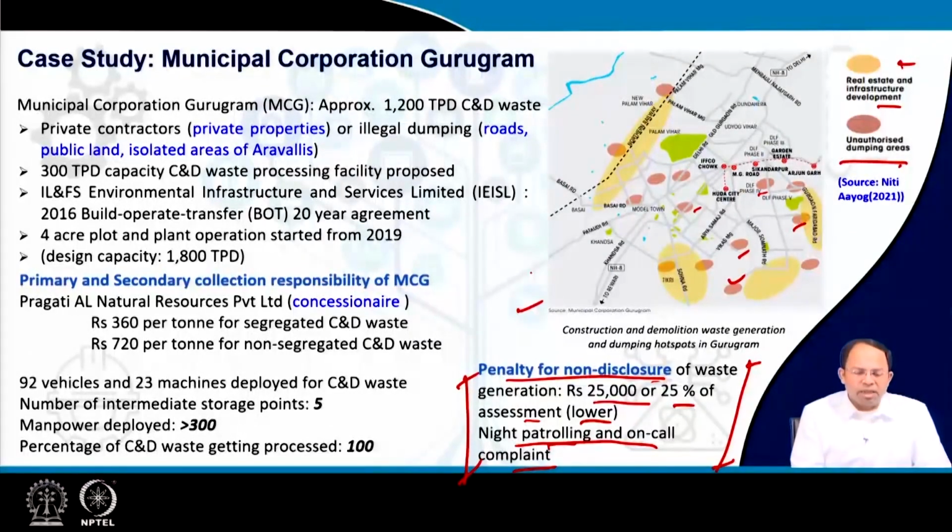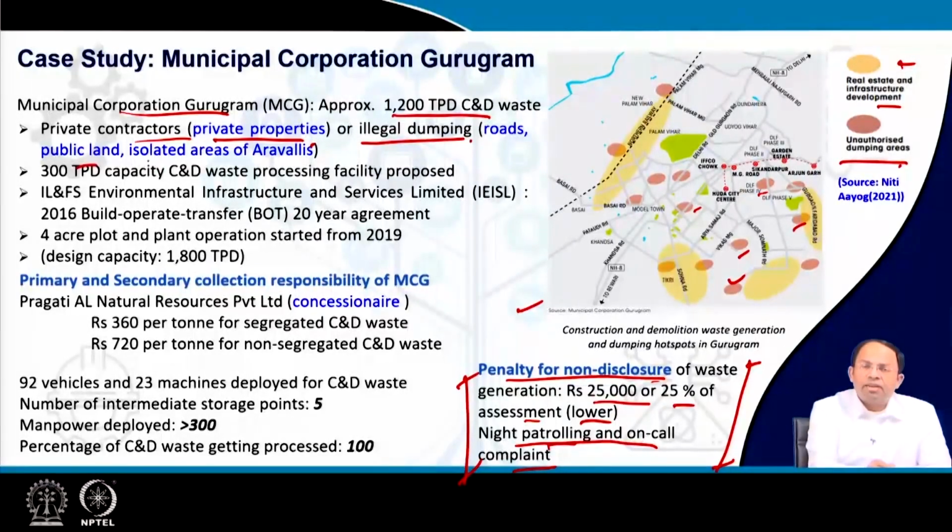Now coming to the processing plant that has been developed. Approximately 1200 tons per day of C&D waste is generated in the Gurgaon Municipal Corporation, and earlier private contractors used to dump this waste in private properties. They used to sell it even for raising the level of those properties. The rest of the waste was illegally dumped along roads, public lands, and even isolated areas in the Aravalli Hills. So all this was done earlier.